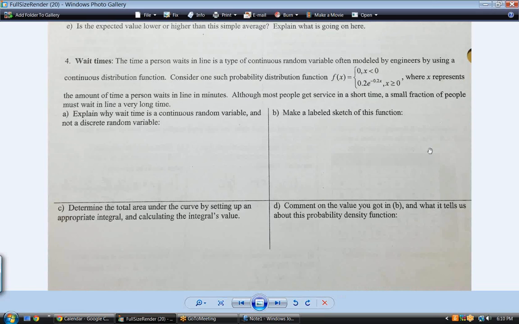All right. This one has a probability distribution function. And my calculus books do cover this a little bit. And that's one of the harder things in calculus to understand, is using it with the probability distribution function.